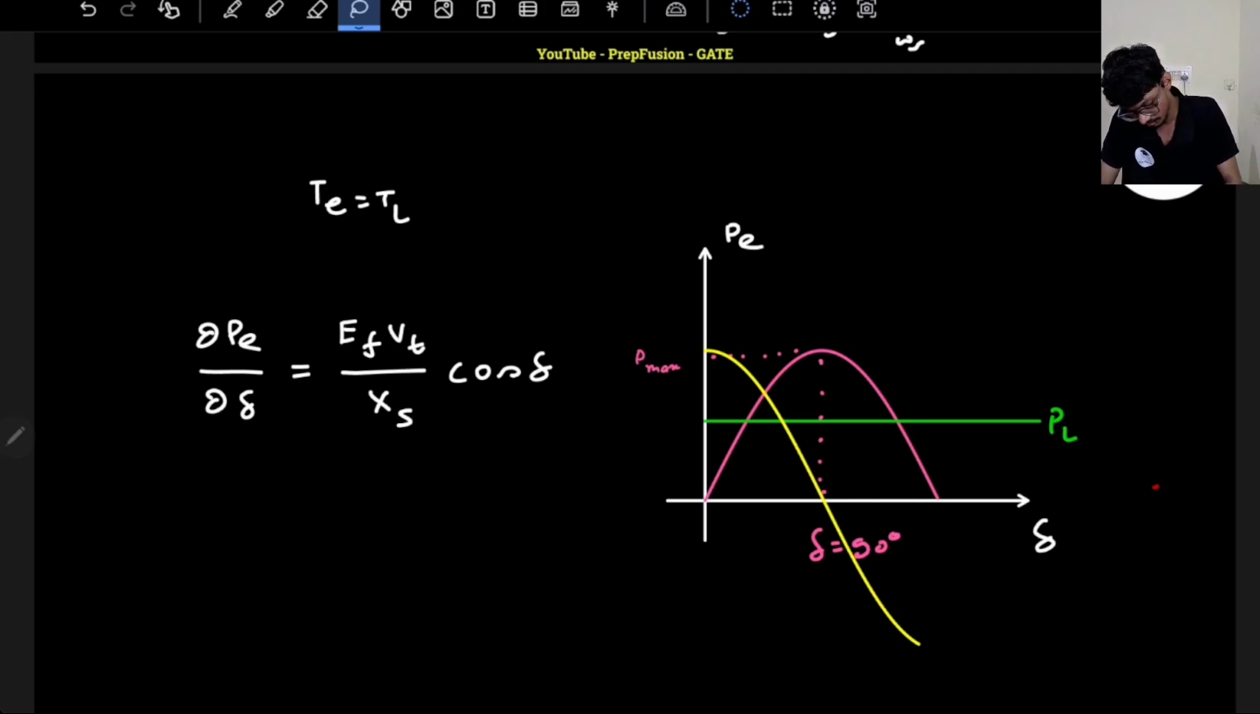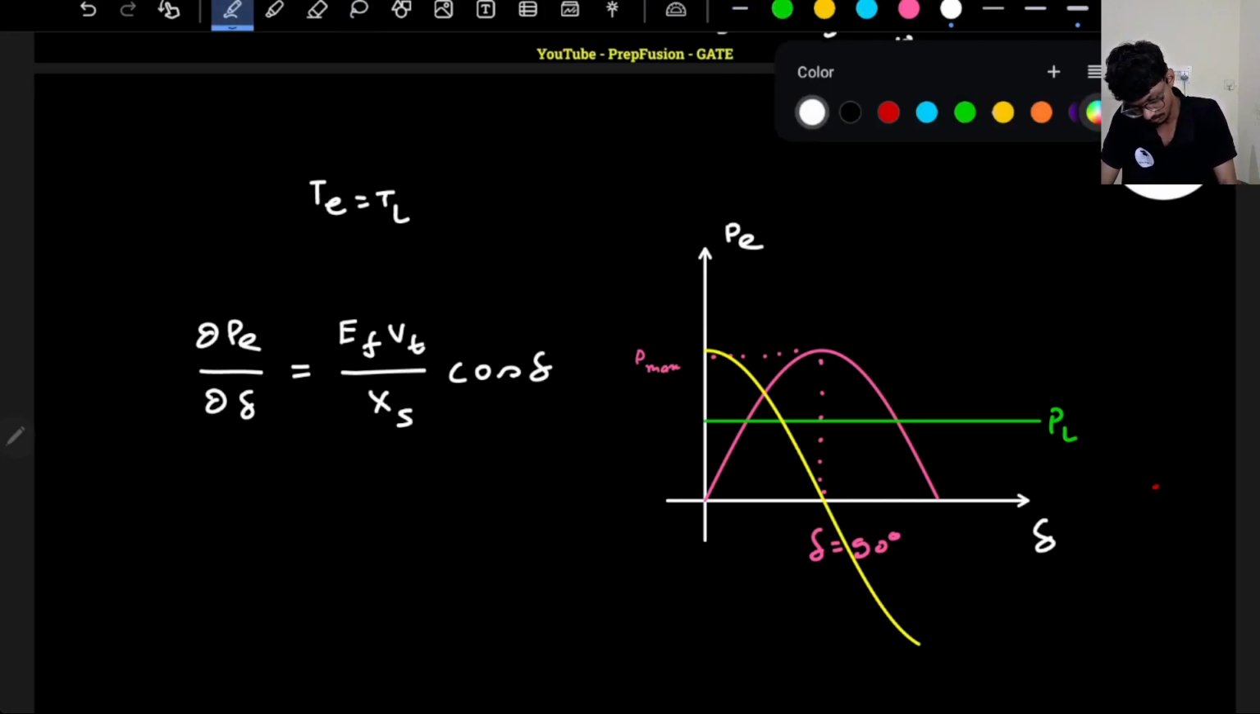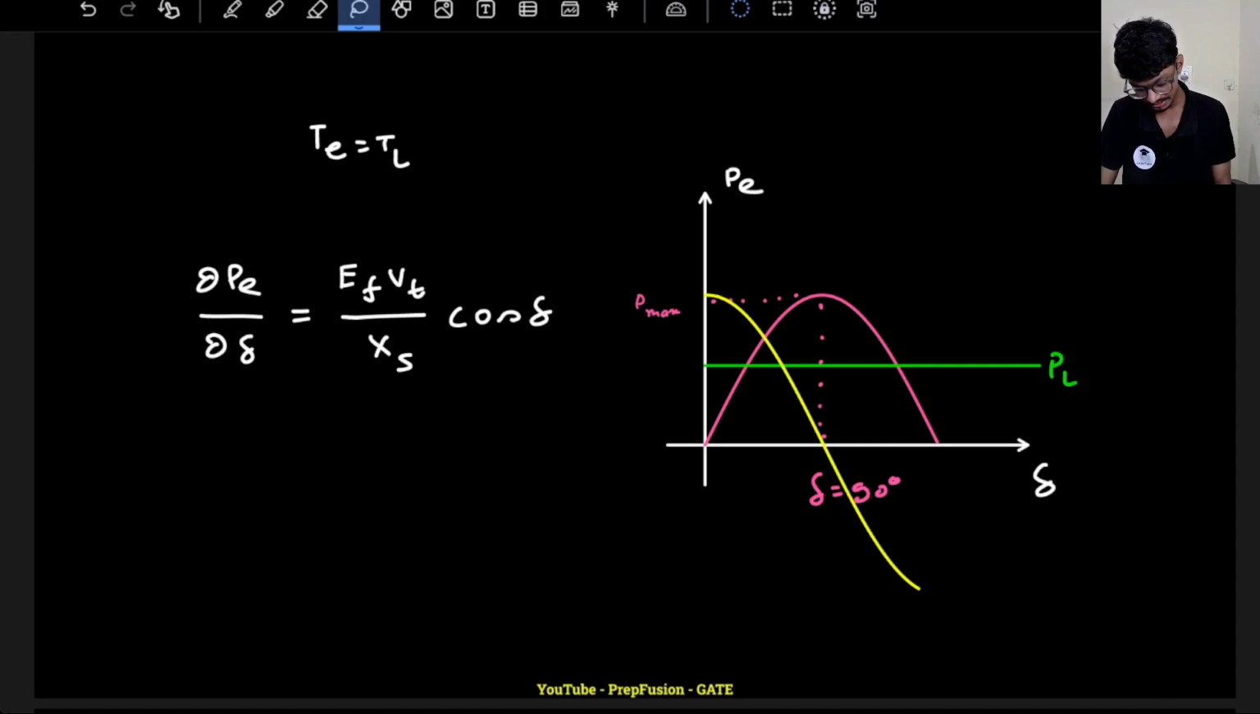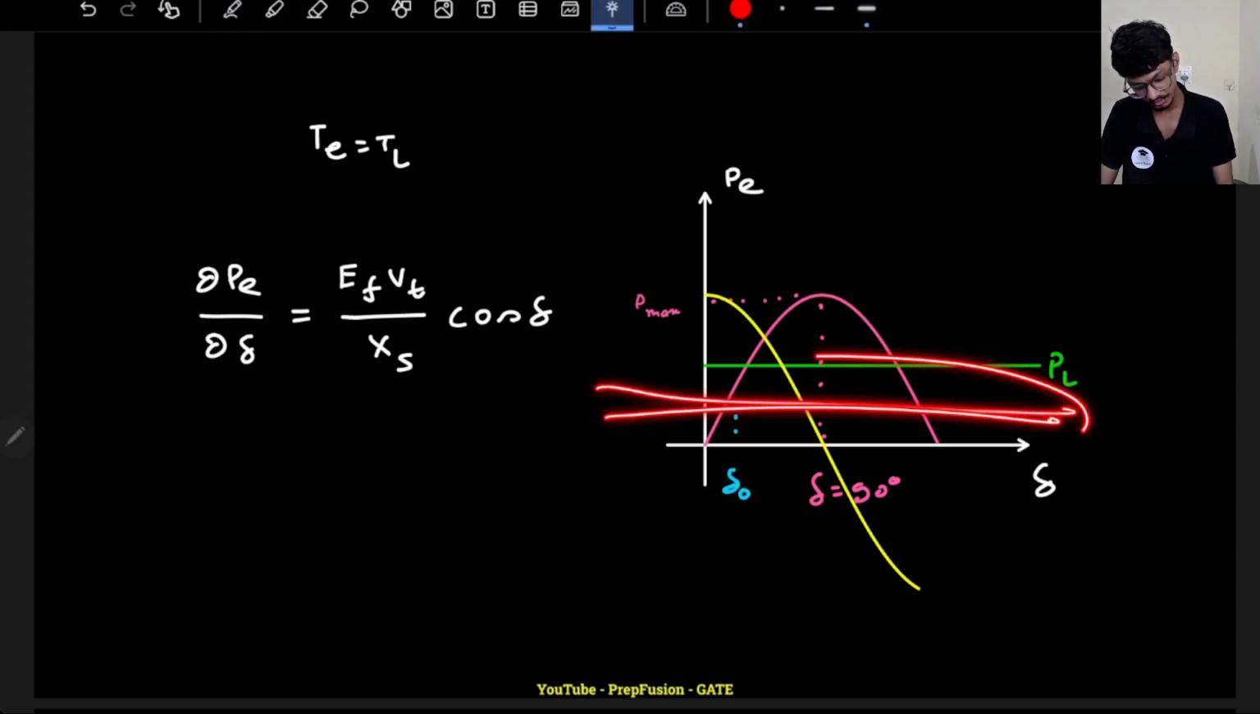Okay, so this is basically del P, the slope. So let's assume that initially my motor was operating in this region, delta naught. Let's assume this, right? Previously this was the developed power and it was equating.